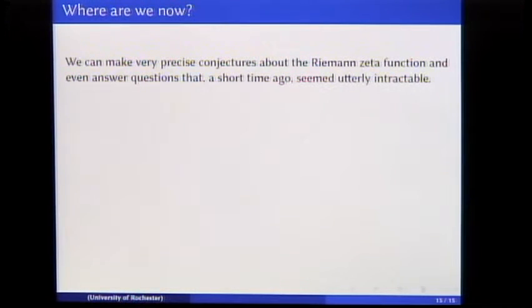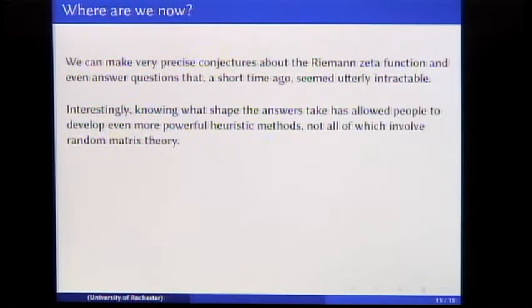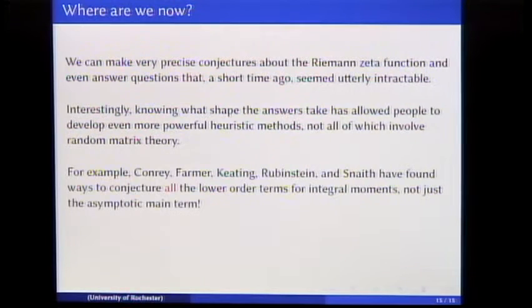Since the rise of random matrix theory and its entrance into analytic number theory, we can make surprisingly good conjectures about problems that we really believed were intractable just a few years ago. It's led to other ways to make conjectures. Once we've known the answers, you could figure out other number theoretical ways to come up with things.